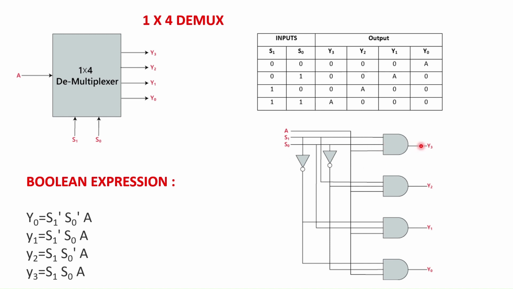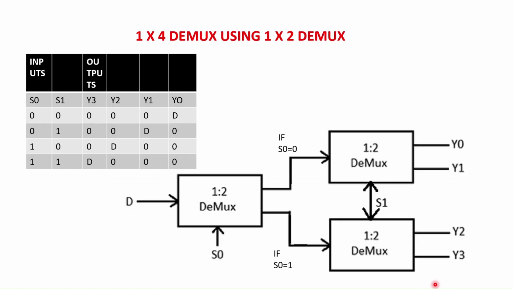For Y2, one AND gate is used, and for this AND gate 3 inputs are given. One input is A, one selection input is S1 and one more selection input is S0 bar. The S0 bar is obtained by using an inverter. Similarly, the other 2 outputs are derived. This is the design of 1:4 demultiplexer using 1:2 demultiplexer.